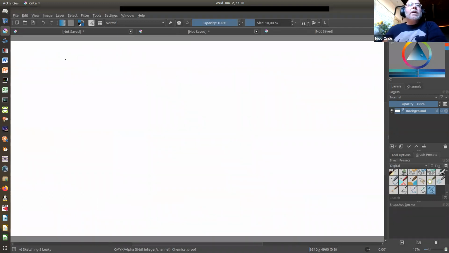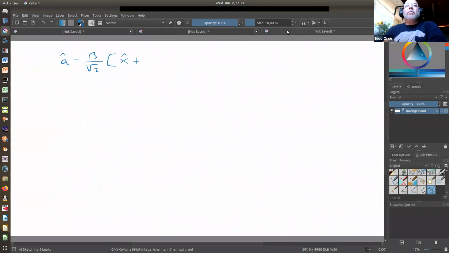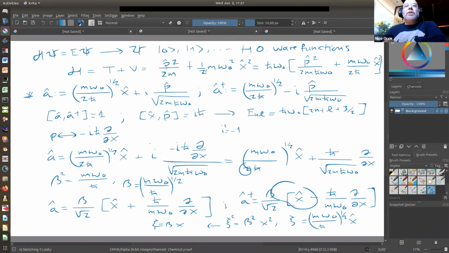Beta A dagger was beta square root of 2 x plus, what else was it? Plus h bar over m omega naught, partial derivative with respect to x, right? To make sure it was right: h bar over m omega naught, partial derivative with respect to x.